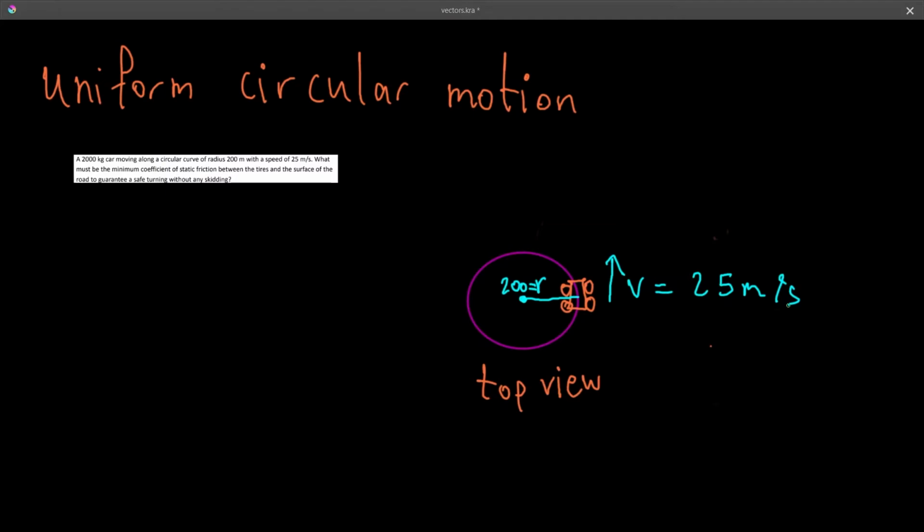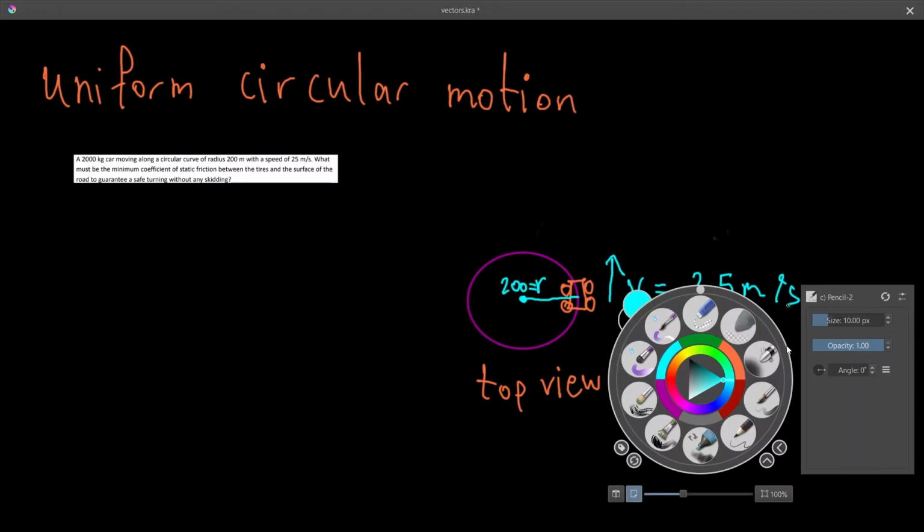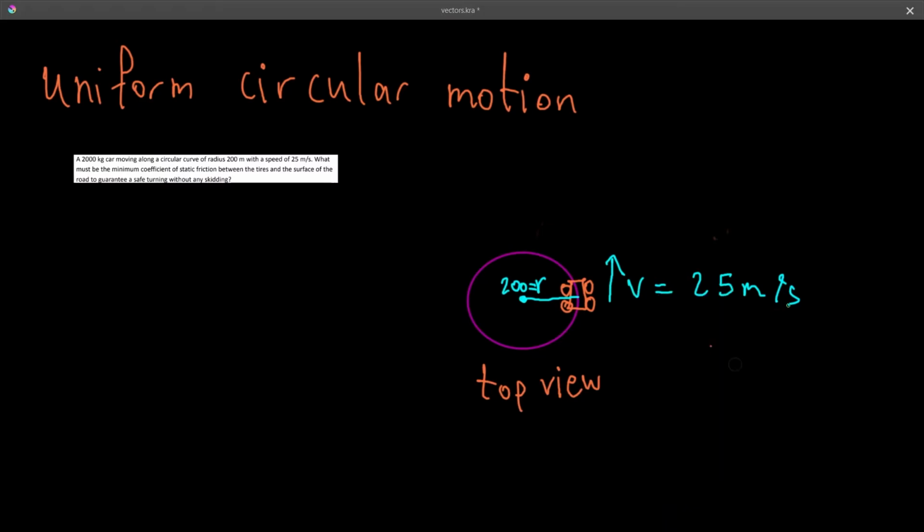And they want to know what is the minimum coefficient of static friction between the tires and the surface of the road to guarantee safe turning. So for me to have safe turning, i.e. for me to continue having this move in uniform circular motion, I need to guarantee one condition, right? And that condition is that F centripetal is equal to the mass times A centripetal. This is the condition that I need to guarantee.